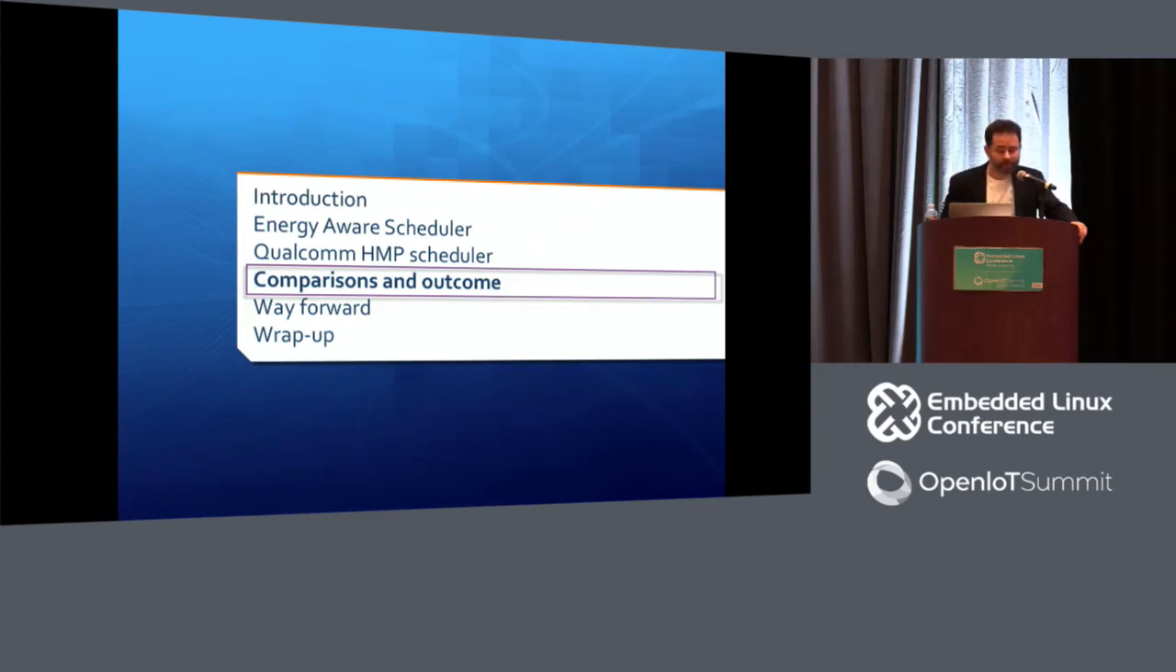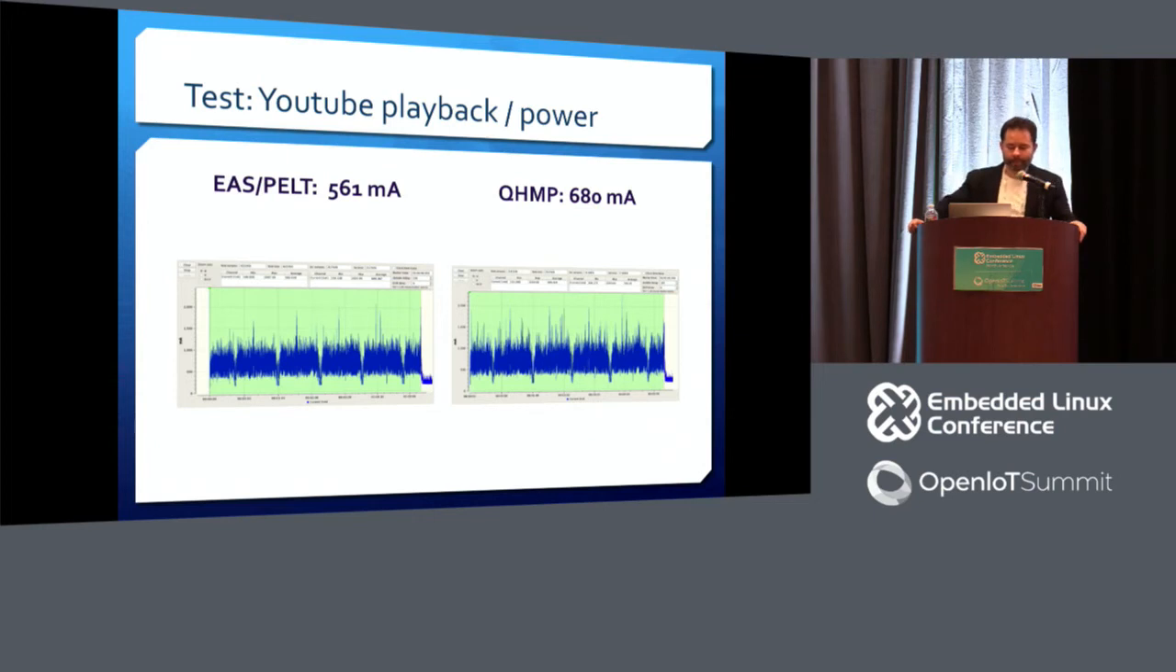Okay, now we're passing over to the fun part, comparisons. The first comparison was to measure power consumption for YouTube playback. And as you can see on the slide, there's a clear win for EAS. EAS is almost 20% better in power consumption compared to QHMP when you do the YouTube playback. The other tests showed roughly the same power consumption.